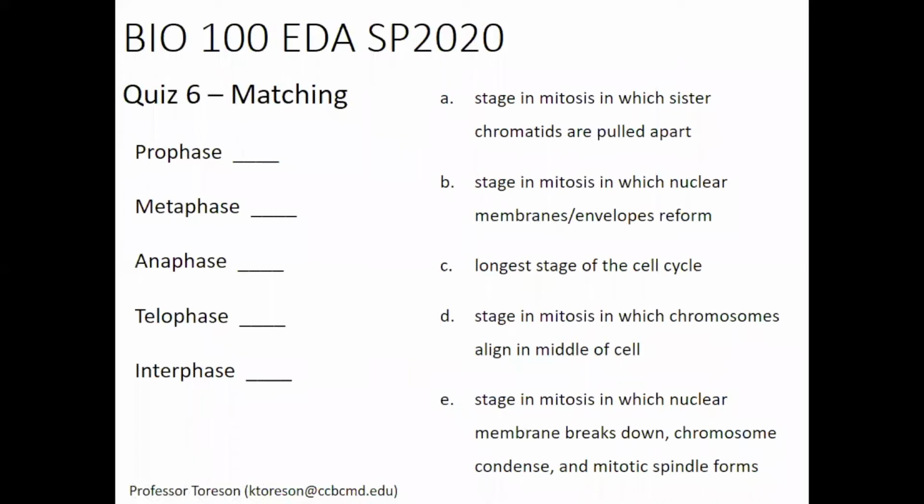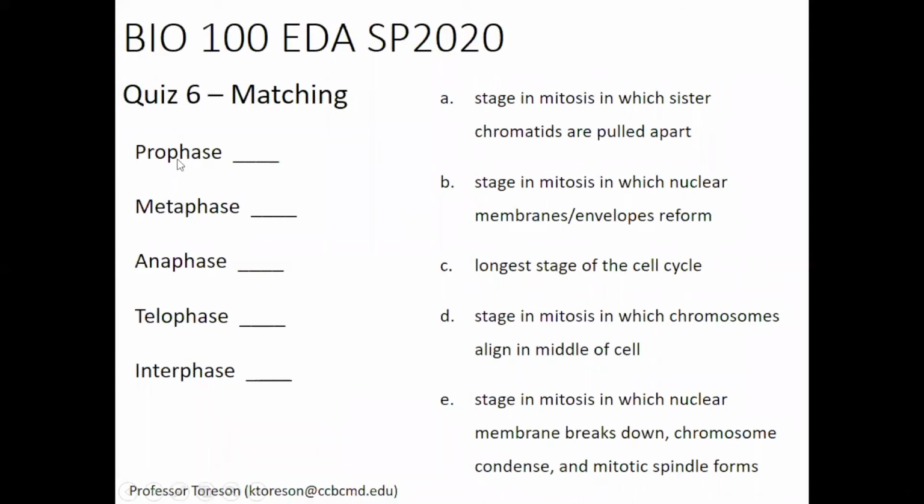Here on this slide, we are now looking at the matching questions. Each term was worth 1 point. So you can see I've got the 4 stages of mitosis, PMAT: prophase, metaphase, anaphase, telophase. So if you look at the first letters, we have PMAT, and then interphase. And you can see the list of definitions here.